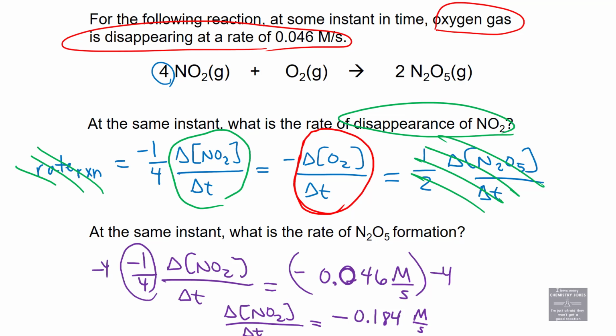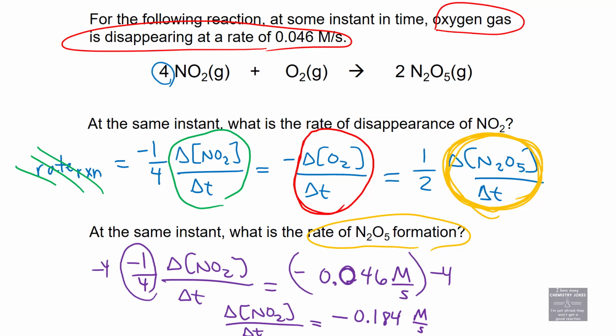I'm going to try to color code and see if I can fit something else in here. At the same instant, what's the rate of this formation? That really means this orange thing that I've already X'd out in green. That orange thing is what I'm solving for this time. So I can choose to set O2 and N2O5 equal to each other using my given data up here, or I can set NO2 and N2O5 equal to each other using my solved data down here.